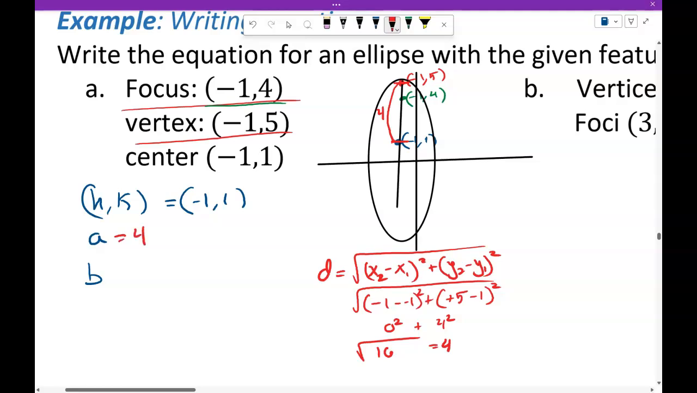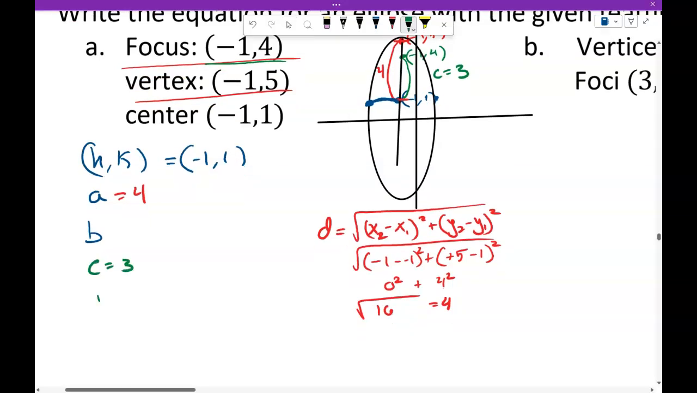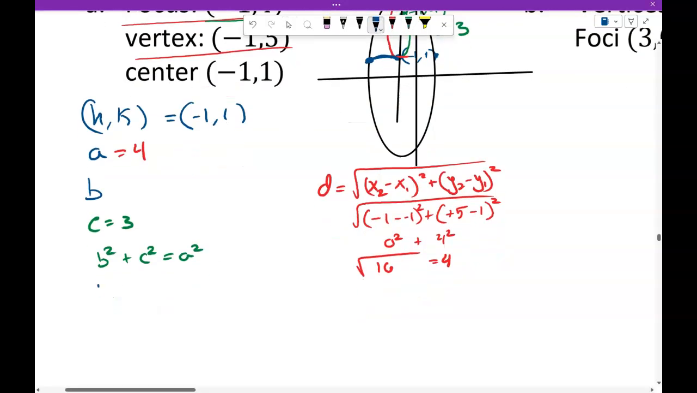Now our b value is the distance from center to minor vertex. And we don't have the minor vertices at all, but what we can do is use the c value in our Pythagorean relation. So our c value is 3. It's the distance between focus and center. And so since c equals 3, we can then use our relation b squared plus c squared equals a squared. So we're solving for b. We have c squared as 9 and a squared as 16. So b squared equals 7 and b equals the square root of 7.